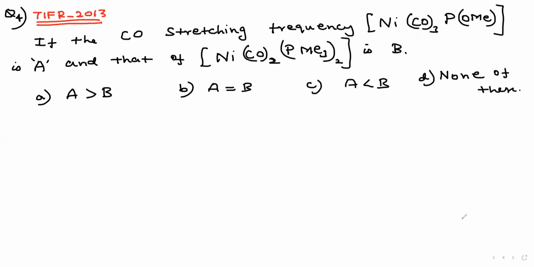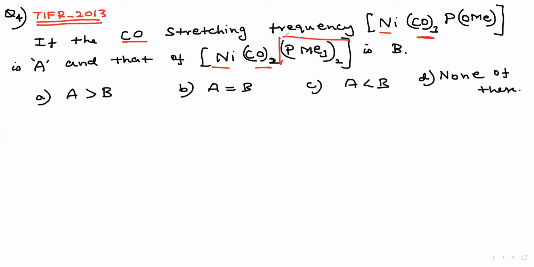The question asking TIFR 2013. Okay, same pattern. If the CO stretching frequency of Ni(CO)3 P(OMe)3 is, and that of next compound Ni(CO)2 and PMe3 twice. Okay, you're asking what? CO stretching frequency. Similar, listen, same metal atom. Okay, here 3 CO, here 2 CO.